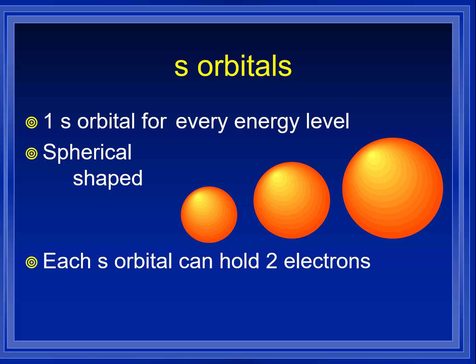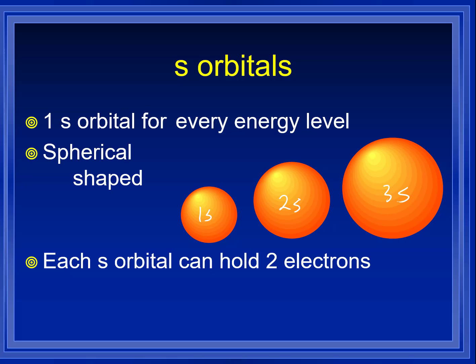So in the first energy level's s orbital, there's room for two electrons. In the second energy level's s orbital, there's room for two electrons. In the third energy level's s orbital, there's room for two electrons. In the seventh energy level's s orbital, how many are going to fit? Two. And the difference between the first, the second, the third, the fourth is size. This would be 1s, that'd be 2s, that'd be 3s. They get bigger because they're further away from the nucleus to have more energy.